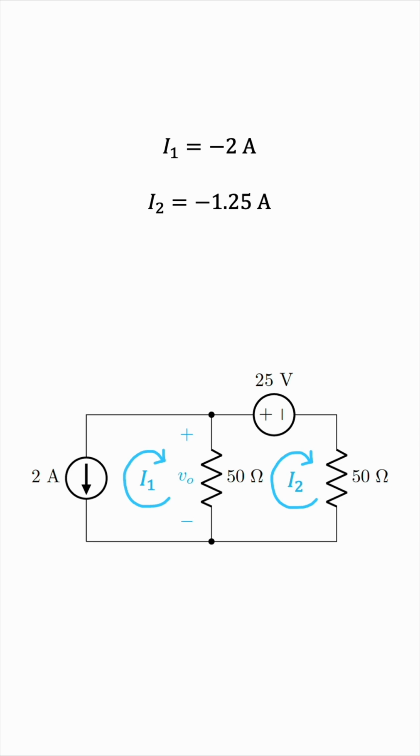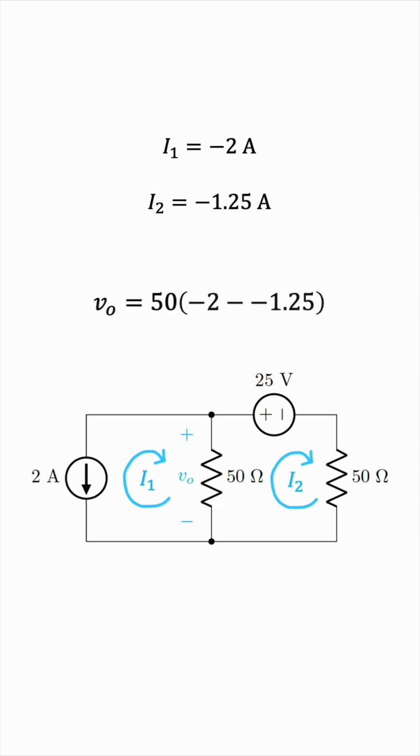To find VO, we have to multiply the resistance by the current of this 50 ohm resistor in the middle. So we have 50 ohms times, well, the current is not I2 minus I1 in this case. It's actually I1 minus I2. And the reason is that if we look at the polarity of VO that we can see, I1 is the current that goes from plus to minus. So the current that agrees with the polarity of the voltage VO is I1. So we do I1 minus I2.